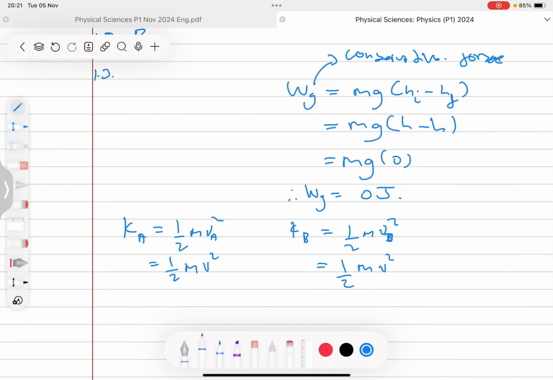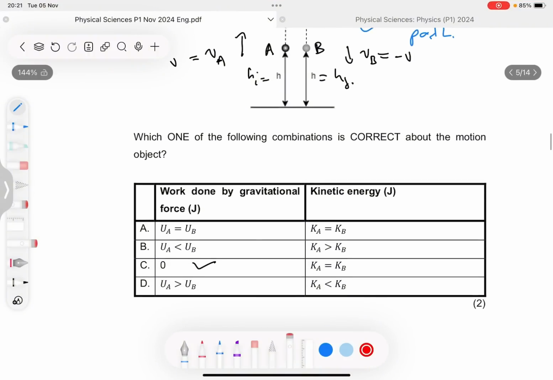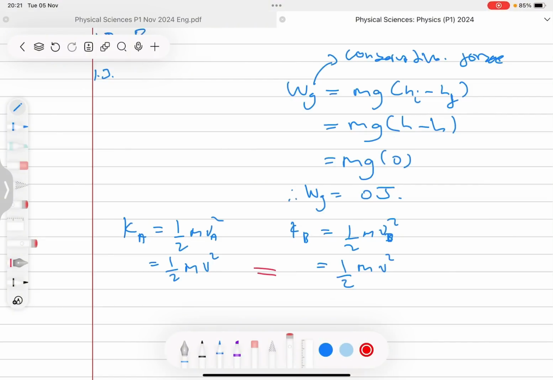Now notice that these two are the same. The kinetic energy at A is exactly the same as the kinetic energy at B. They give me the same thing. It looks the same: half m v squared, right? So this consolidates our answer to say this is also correct. So C will be the correct answer here.